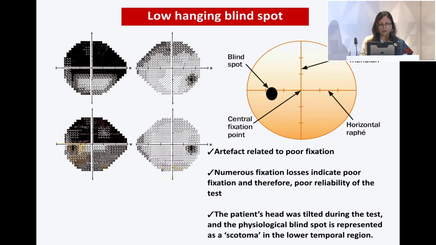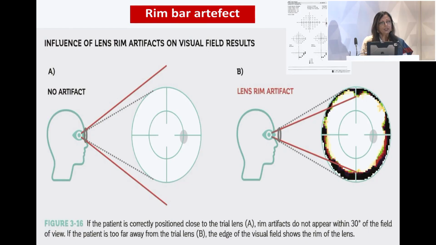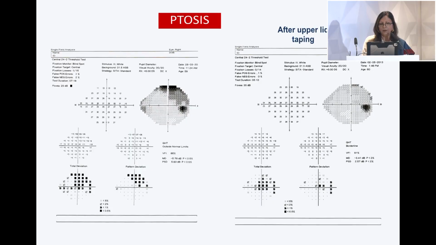Here's a low-hanging blind spot. So that's related to poor fixation. Numerous fixation losses indicate poor fixation and therefore poor reliability of the test. And the patient's head also might be tilted, so you need to take care of that. Rim bar activate, that's when the trial lens is not close to the eye and the periphery of the trial lens actually comes in the way of the patient's visual field. That's when you get this kind of a rim bar activate, as you see out there.